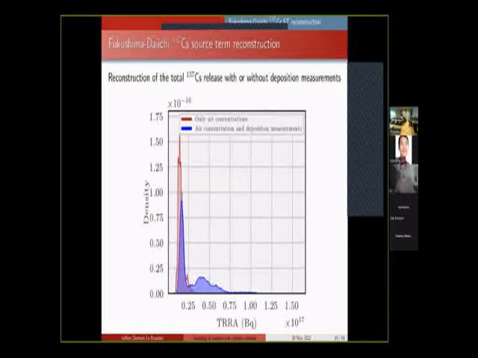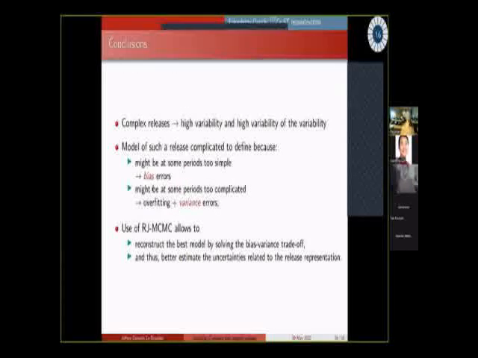So to summarize, from the beginning, we saw that complex releases implied nonetheless a high variability, but also a high variability of the variability. The modeling of such a release is complicated to define because there might be at some periods too simple, which will imply bias errors.